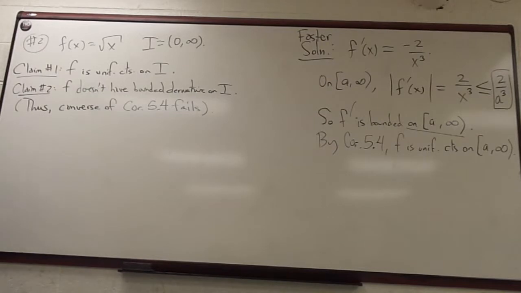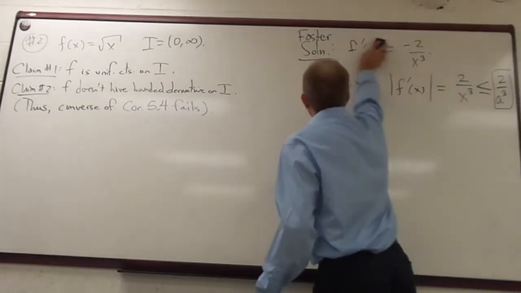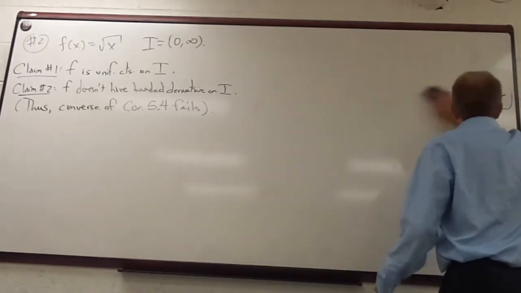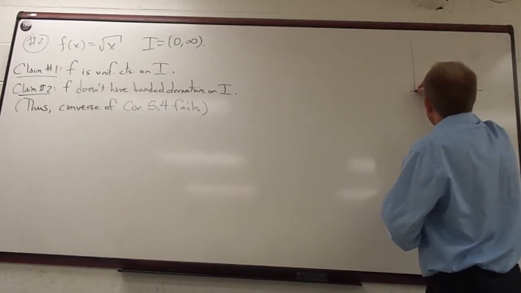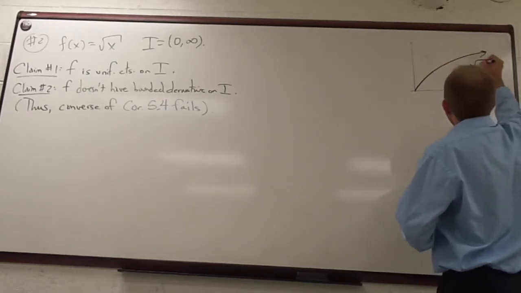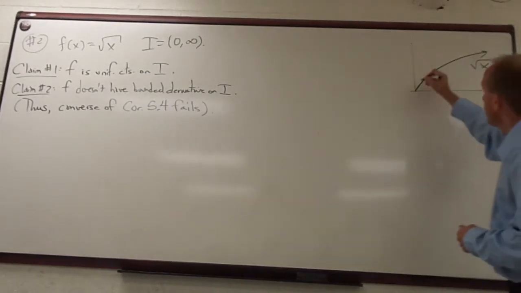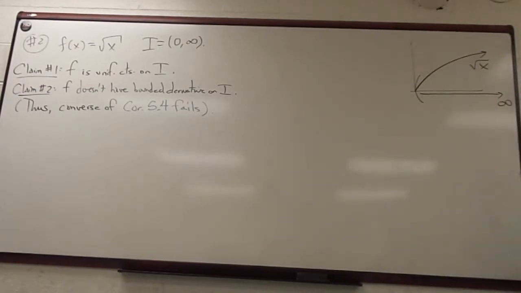Okay. This is a nice example to show that. f of x equals the square root of x. Now, of course, we know that the graph goes something like that. Okay, we're looking at the open interval from 0 to infinity.